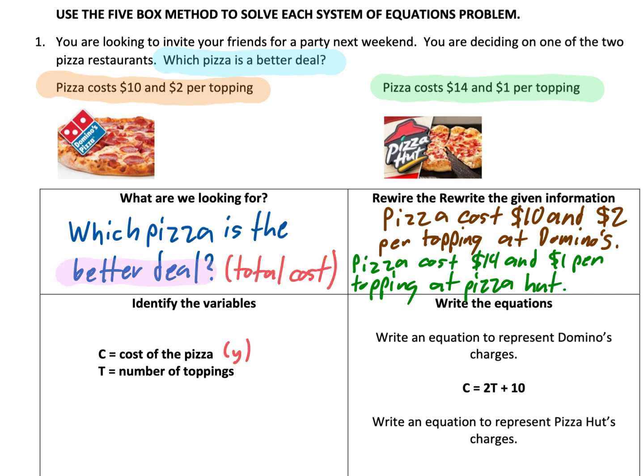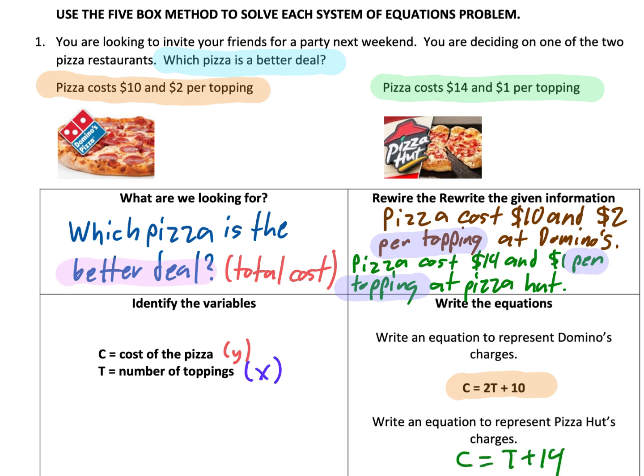Notice how we are looking for which pizza is the better deal. That means that our y variable will be the total cost of the pizza. The total cost of the pizza depends on the initial cost of the pizza as well as the price per topping. So the variable in this situation is the number of toppings. To get total cost, we add the initial cost plus $2 times the number of toppings. In slope-intercept form, this would be c equals 2t plus 10.